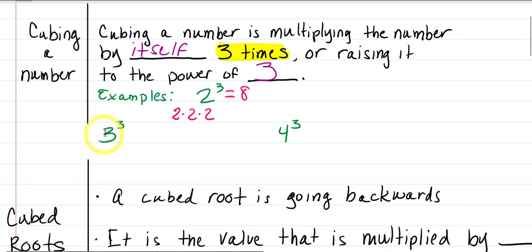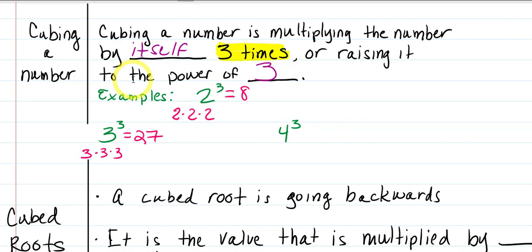In the next example, I have 3 cubed, which is the same as saying 3 times 3 times 3. 3 times 3 is going to give me 9. 9 times 3 will equal 27. So 3 cubed is equal to 27. Why don't you pause it and try 4 cubed and see if you get it right.